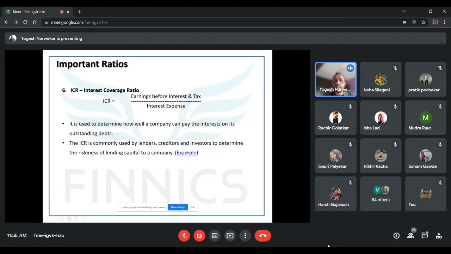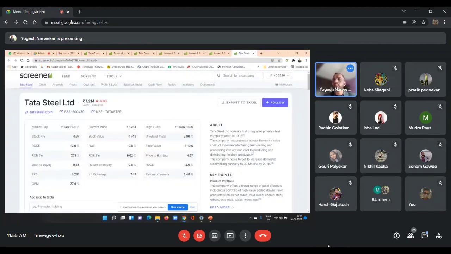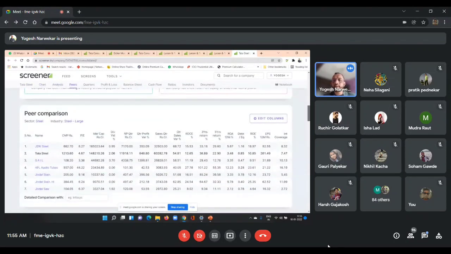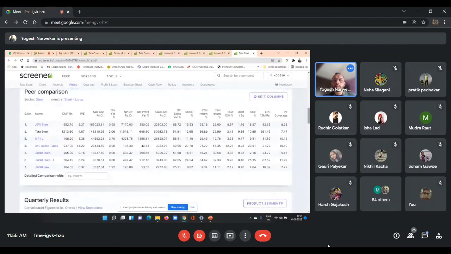So I will give you a different example of a metal company like Tata Steel. All of you must be knowing it. If you do a peer comparison, see the interest coverage ratios. Tata Steel has got an interest coverage ratio of 7.47. JSW Steel, another large cap company, has got an interest coverage ratio of 8.32. Whereas below there is another company of Jindal, which is Jindal Saw. They have got an interest coverage ratio of only 2.72.